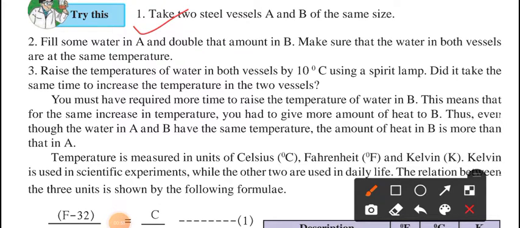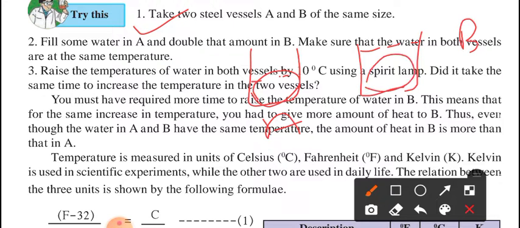Take two vessels A and B of the same size. Fill some water in A and double that amount in B. Suppose we have to consider here two vessels of the same size. We are filling water. As compared to vessel A, we have to put double the water in B. Make sure that the water in both vessels is at the same temperature. So whatever the temperature of the water in vessel A, the same temperature should be in vessel B.